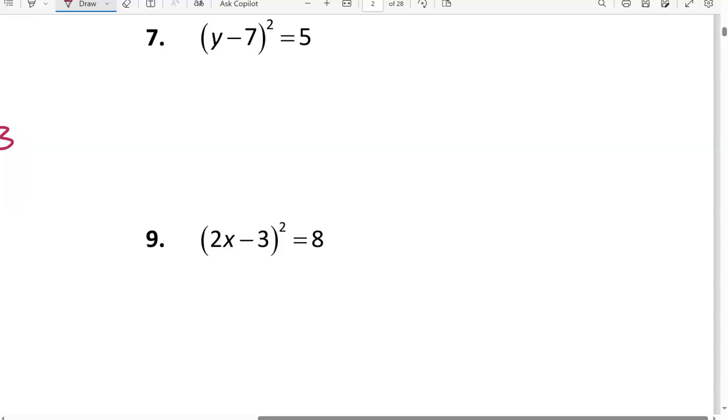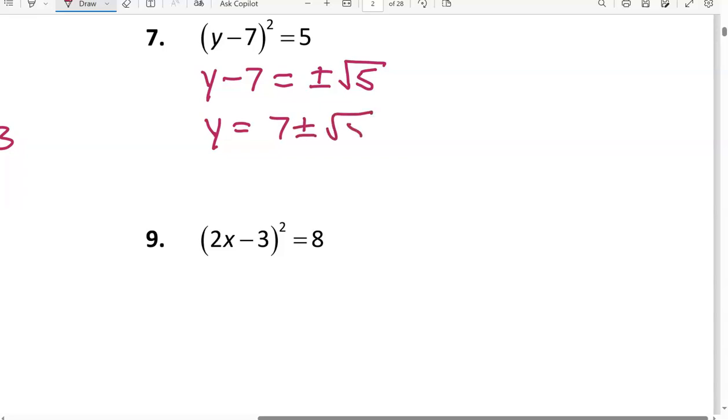In number 7, again, parentheses happen before exponents, and so the exponent needs to be the first one to be undone. So if y minus 7 squared is equal to 5, y minus 7 is equal to the square root of 5 or the negative square root of 5. And so I can add 7 to both sides, and we get 7 plus or minus the square root of 5.